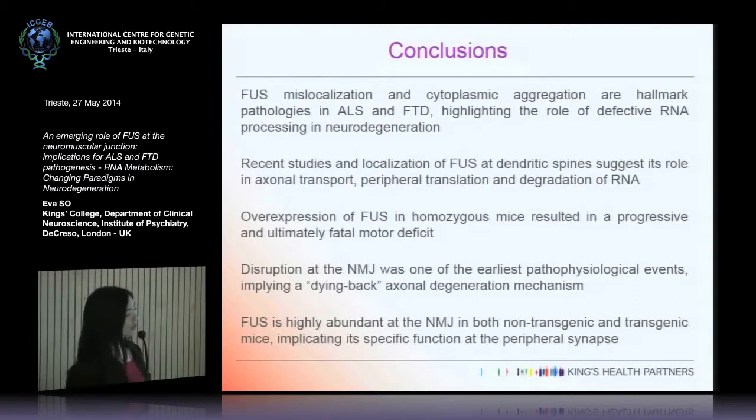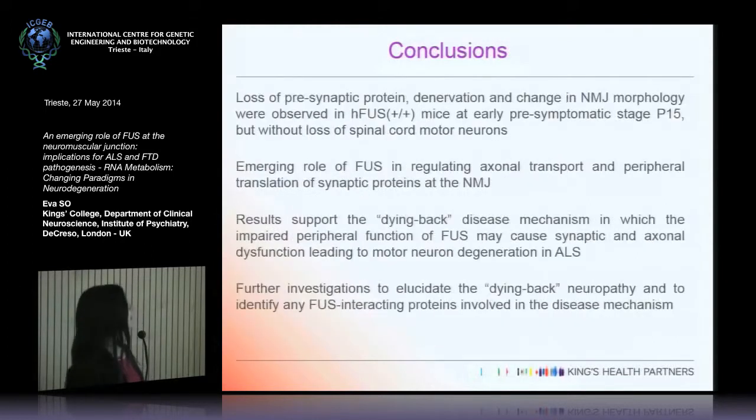And disruption at the NMJ was one of the earliest pathophysiological events that we found in these mice, which implies a dying back axonal degeneration mechanism. And we also found that FUS is highly abundant at the NMJ in both non-transgenic and transgenic mice, which implicates that it might have a specific function at this peripheral synapse. And we found that at P15, this pre-symptomatic stage, there is a loss of presynaptic protein, denervation, and also change in NMJ morphology in the homozygous mice. However, at this stage, there is no loss of spinal cord motor neurons.